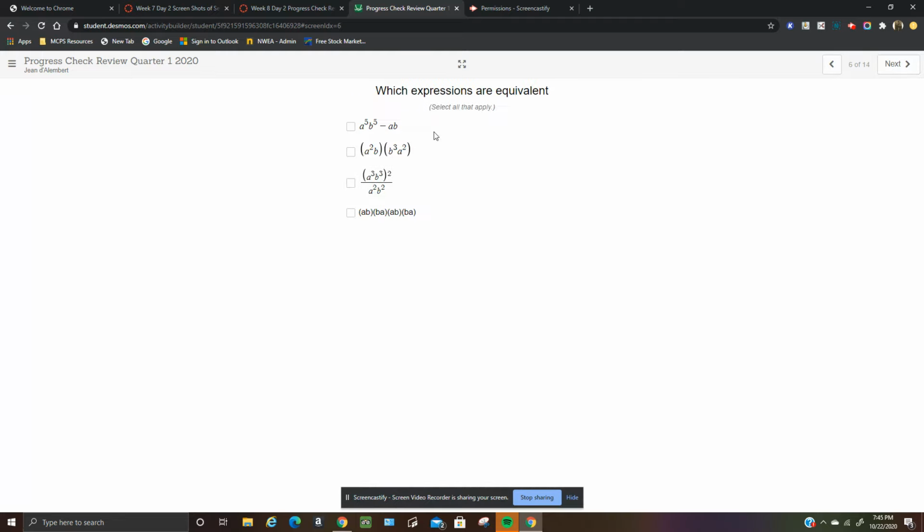Which expressions are equivalent? So if I look at this one and say a to the fourth b to the fourth, this one's also going to be a to the fourth b to the fourth. And same with that one. So all these are equal to a to the fourth b to the fourth. And this one is already simplified. Can't do anything with that. Can't subtract that there.